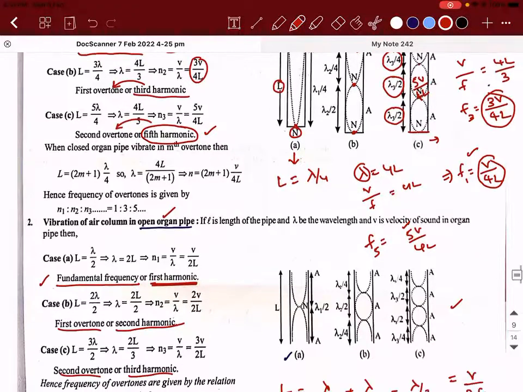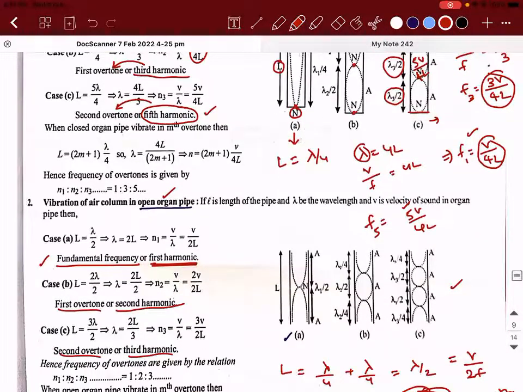Like this, if it keeps on going, when the closed organ pipe has the mth overtone, what is going to be the frequency of it? So frequency will be equal to (2m plus 1) into v divided by 4l. So the mth overtone will have this frequency. How did we get that? 2m plus 1.